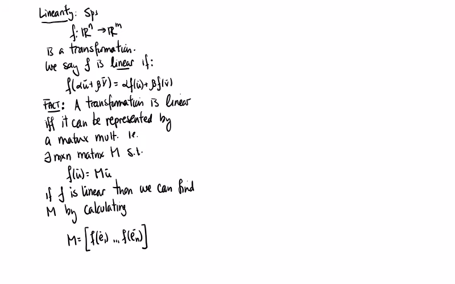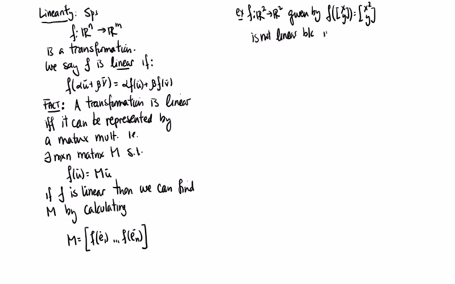That will do the job, right? So for example, let's do an example of something which isn't linear and an example of something which is. So the function f from R2 to R2 given by, say, f of the vector xy is, say, x squared y. This is not linear. And again, this is because in general, this fact does not hold.